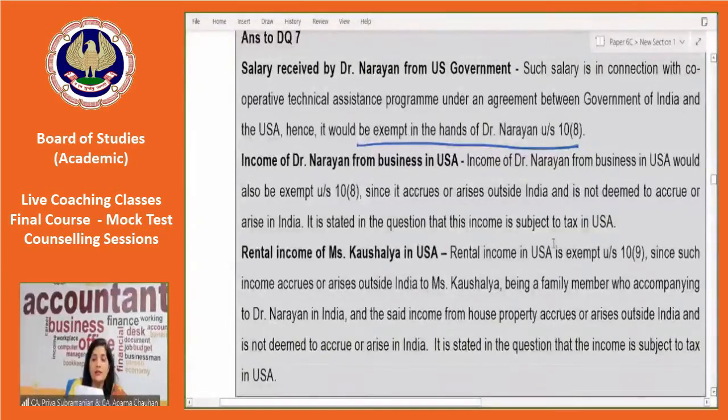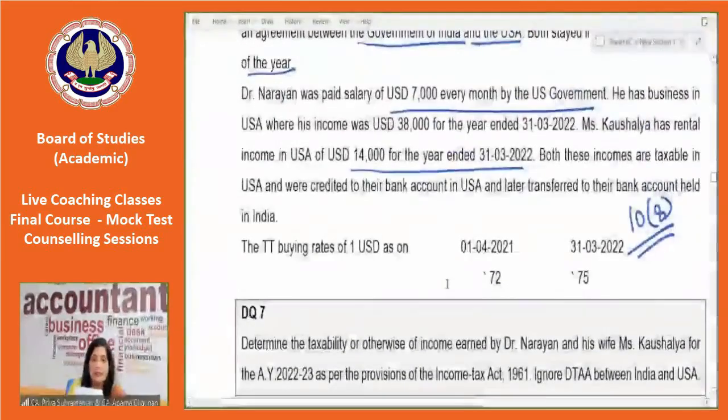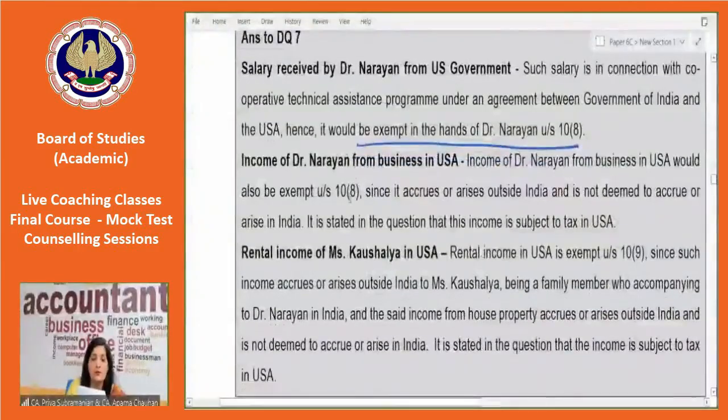And accordingly, this income, a further condition is there. In respect of salary income, it is straightforward, strictly exempt in the hands of Mr. Narayan. But in case of other income, like business income in this case, if it is subject to tax outside India, then the exemption would be applicable. In the facts, it is clearly stated that both these incomes are taxable in USA and were credited to their bank account in USA and later transferred to their bank account held in India. So these incomes are already taxable outside India in USA, and accordingly, the exemption provision would apply.